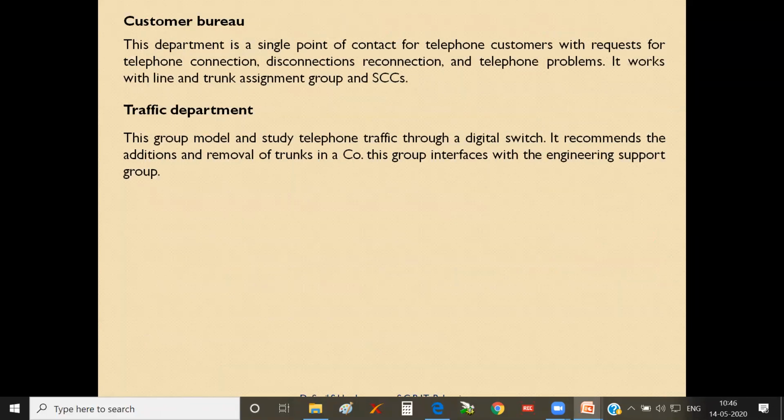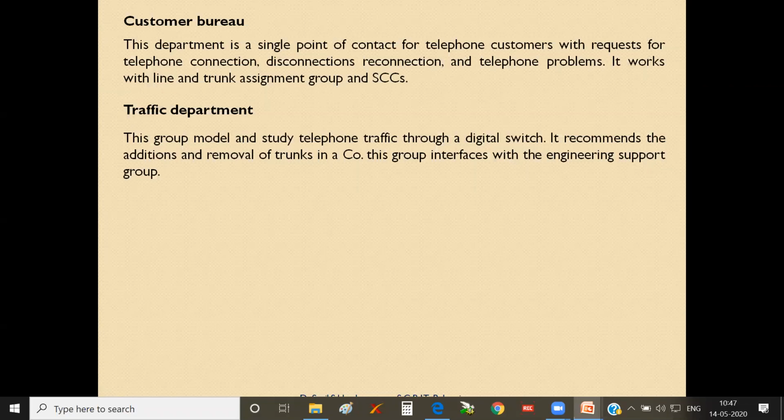Where Customer Bureau is what? This department is a single point of contact, which we call SPOC, for telephone customers with requests for telephone connections, disconnections, reconnections, and telephone problems. It works with the line and trunk assignment group and SCCs. Okay, customer bureau. Even this department has one single point of contact for telephone customers for requests of connections, disconnections, reconnections and problems. Say for example, for any engineering or educational institution, there will be a single point of contact. We call that person the principal.